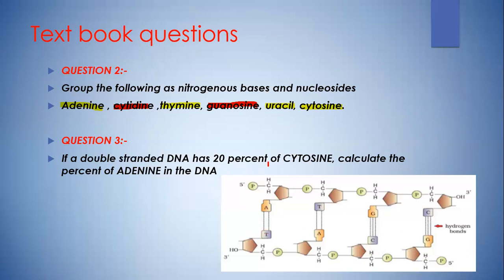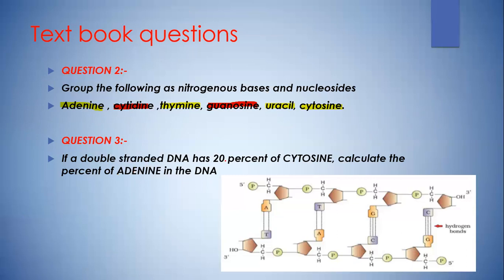So the number of A and the number of T will be the same, and the number of G and the number of C will be the same in a double-stranded DNA. If it is given that the amount of cytosine is 20%, then the amount of guanine will be the same, 20%. And if the amount of adenine present in DNA is 30, then the value of thymine will also be 30. So let us solve this question.